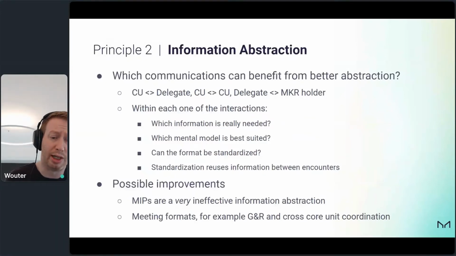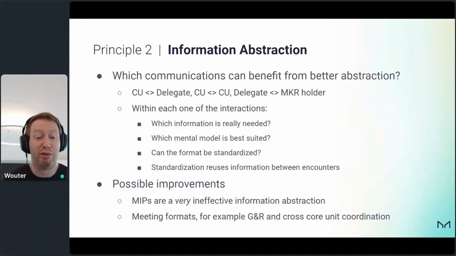Possible improvements that I see today: I do think the meeting formats, for example, GNR that I mentioned, cross-core unit coordination, we are working on them, so it's work in progress, and I think they are improving, but we're not there yet. So we need to really nail this down. We need to find the right abstraction formats to communicate with different audiences and only communicate what is needed, and make this much more effective.